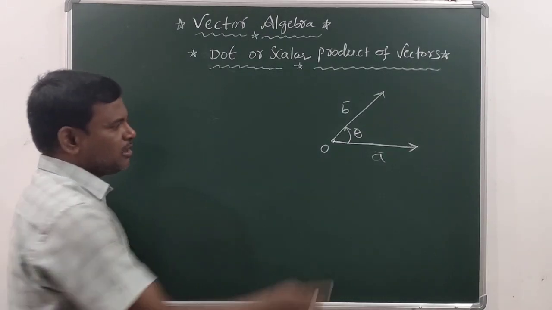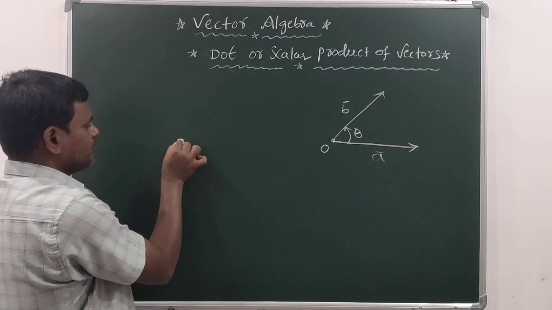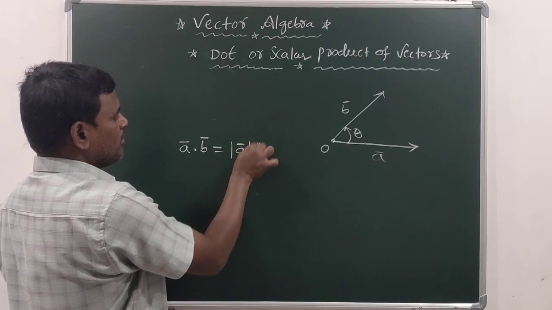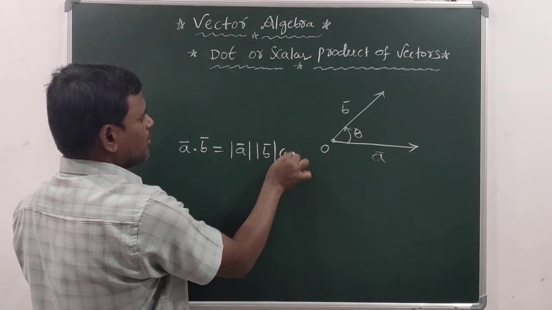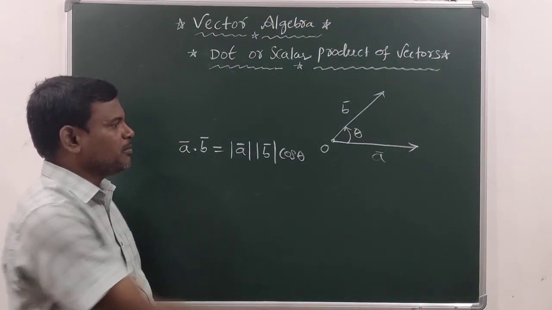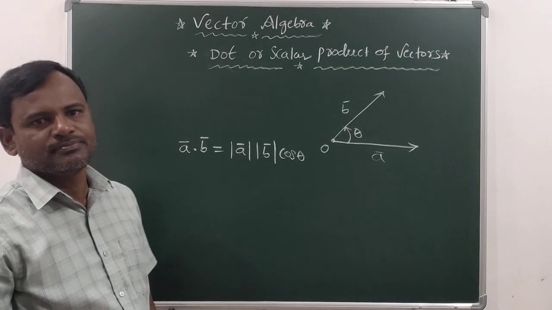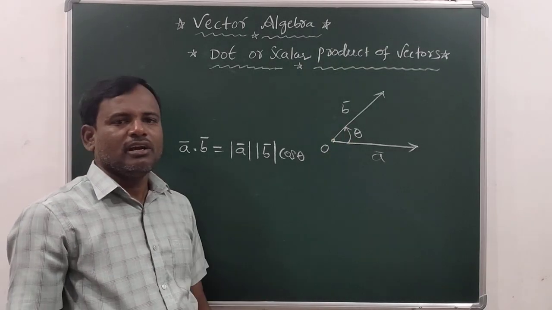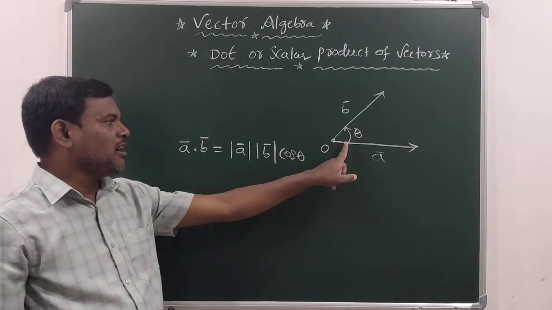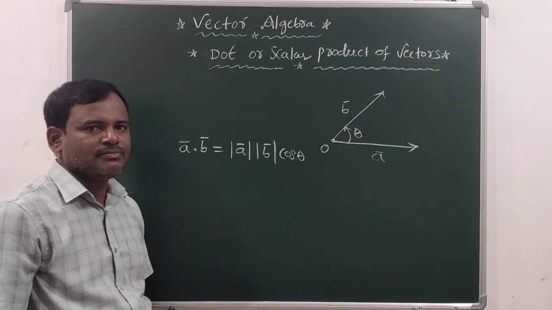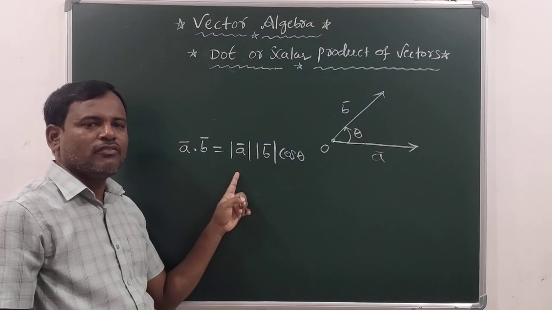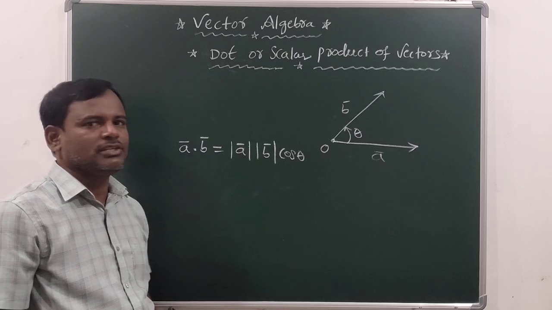Then the dot product of these two vectors, A bar dot B bar, is equal to mod A bar mod B bar cos theta. So this is the definition of dot product of these two vectors. A and B are two non-zero vectors, and theta is the angle between these two vectors. Then A dot B is defined as mod of A bar into mod of B bar cos theta.